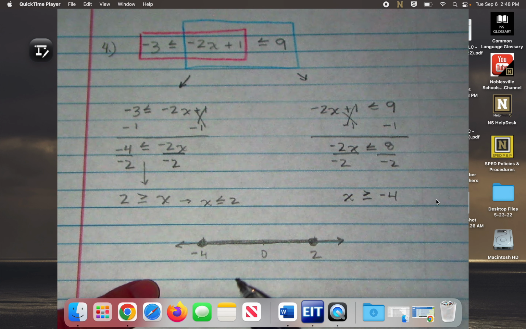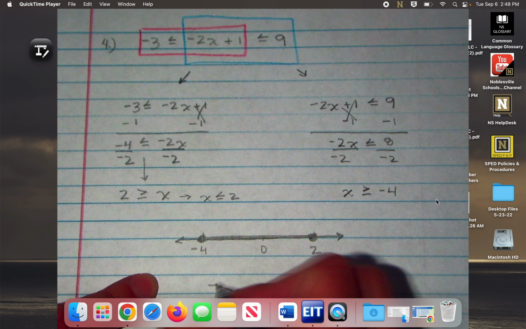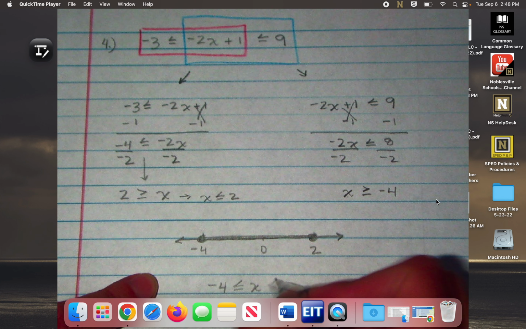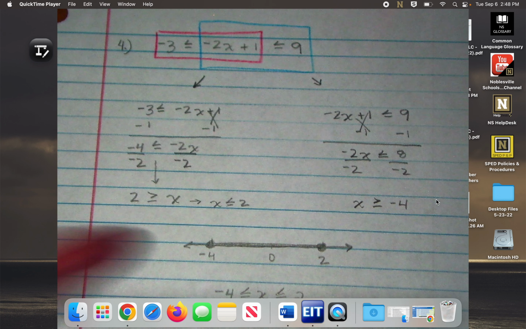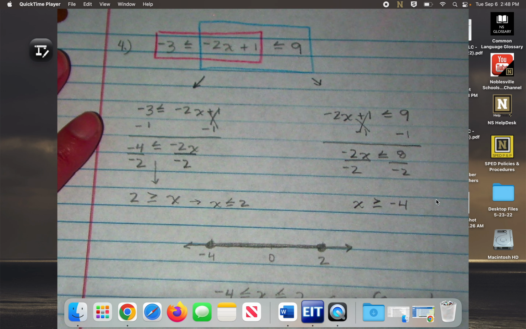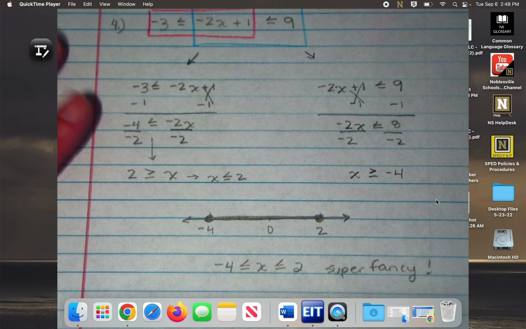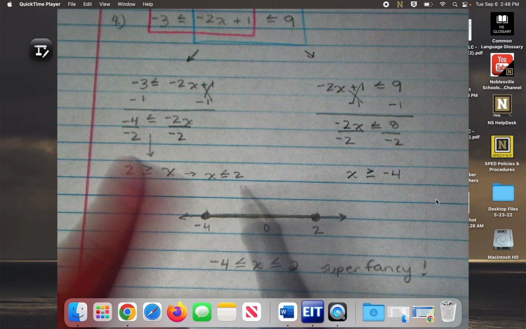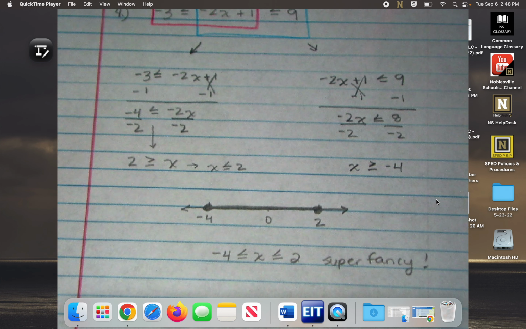And if I wanted to write this super fancy, I would have negative 4 is less than or equal to x, and x is less than or equal to 2. Super fancy. If this was the quiz and you just wrote these two or whatever combination of the two, I'd accept that.